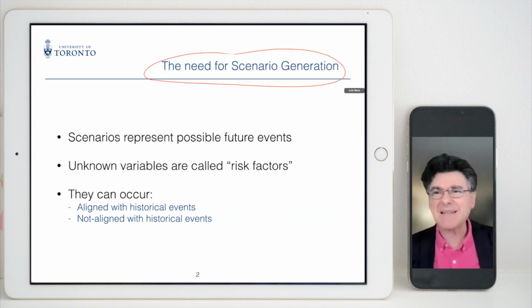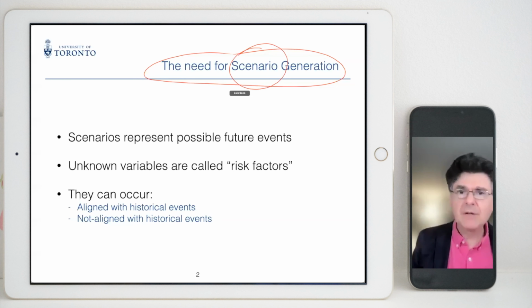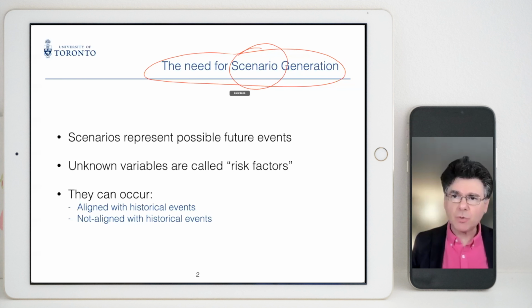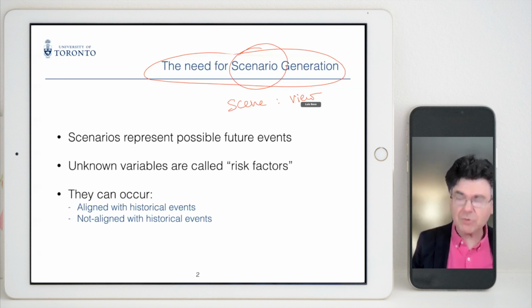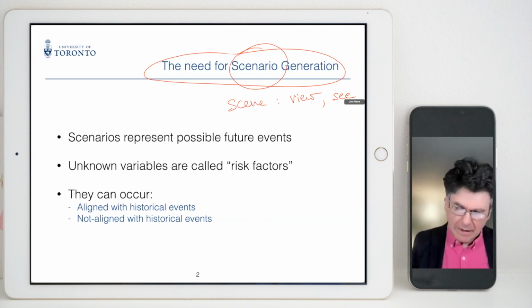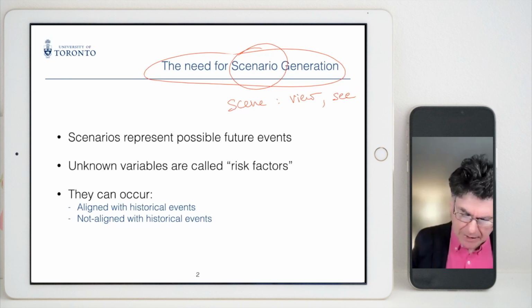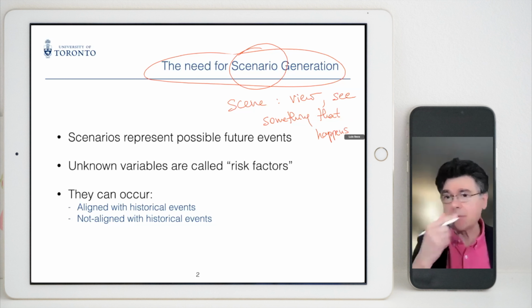Okay, what is a scenario generation? The word scenario, it's an English word. It comes from the word scene, which means view. Okay, it's what you can see. In our context, it is something that happens. Okay, so something that happens.